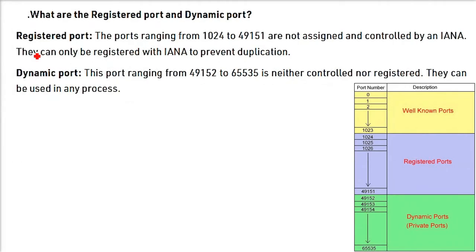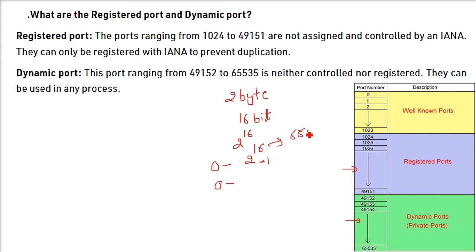What are registered ports and dynamic ports? So we have well-known ports, registered ports, and dynamic ports. Now, from where has the number come, what are the ranges? Port numbers are 2 bytes, that is 16 bits. So 2 to the power 16 is the total range. From 0 to 2 to the power 16 minus 1, because we are starting from 0, not 1. 2 to the power 16 is 65536, so the last is 65535. From 0 to 65535, this is the whole range.